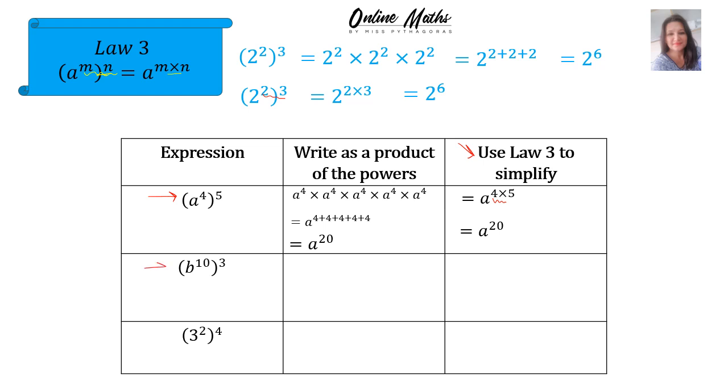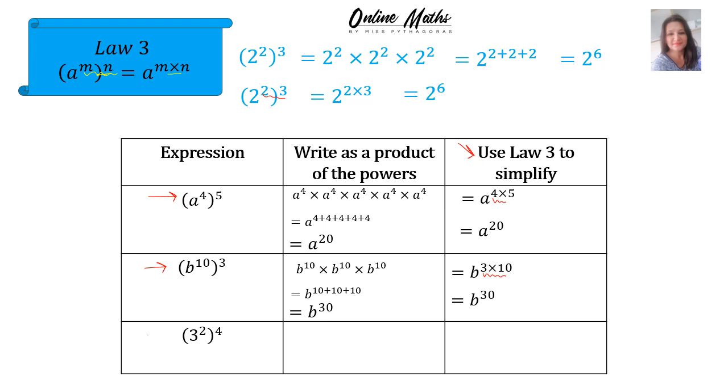The second one, b to the 10 raised to the power of 3. As a product of its powers, it means b to the 10 times b to the 10 times b to the 10. And then when you use law 1, bases are the same, we add exponents, we end with b to the 10 plus 10 plus 10, which is b to the 30. And then in the last column, if we use law 3, it's simply b to the 3 times 10, which is b to the 30.